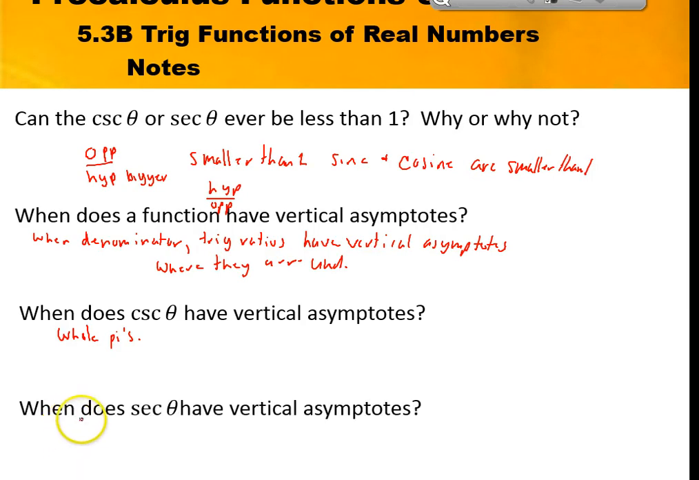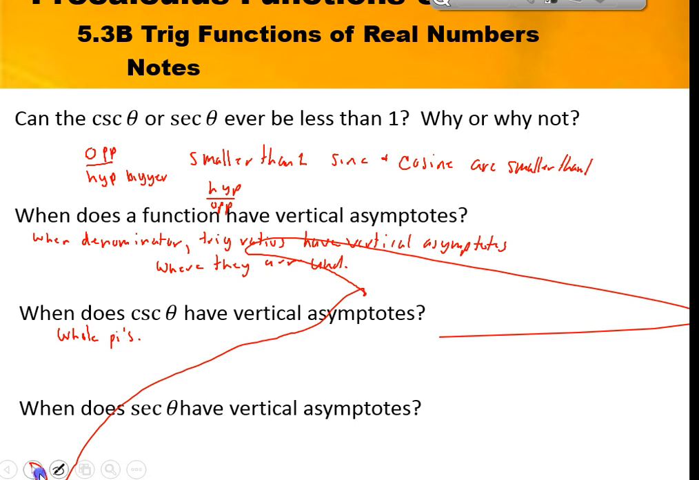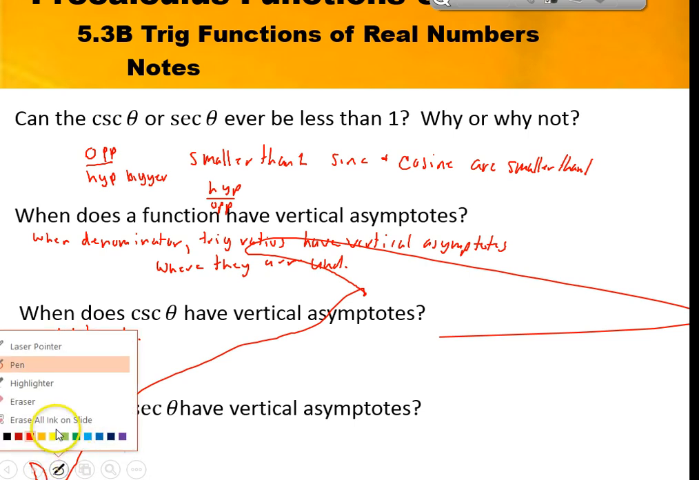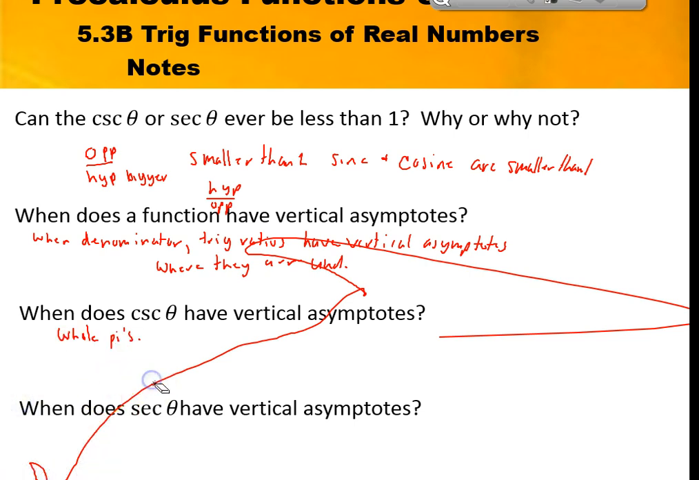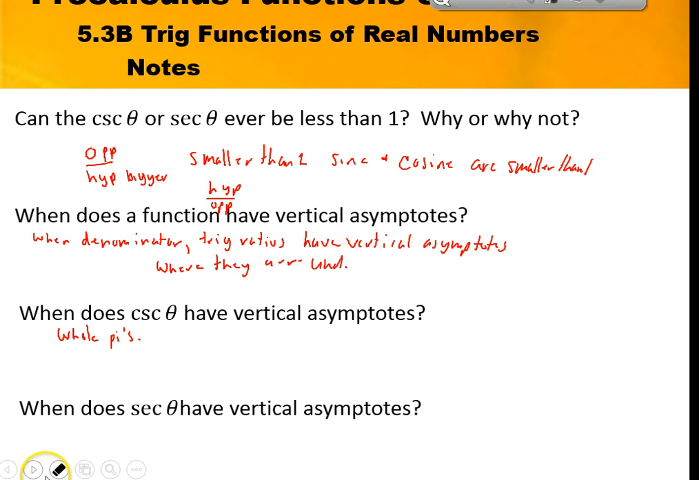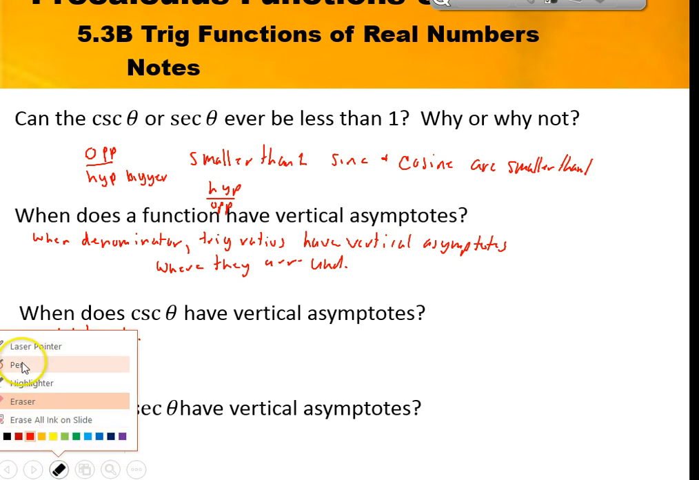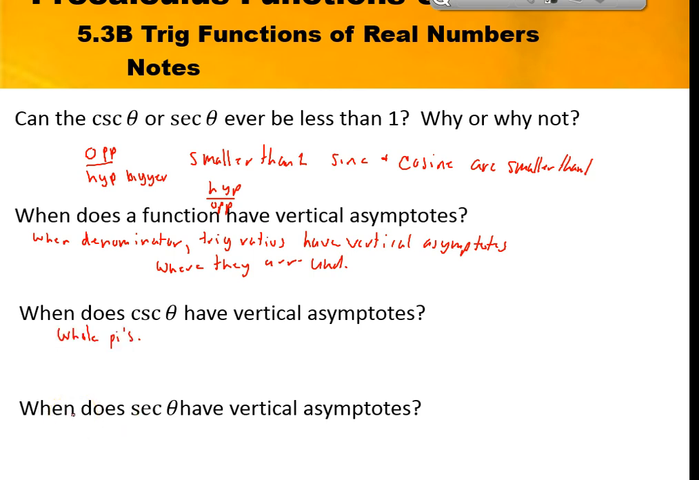And secant would have vertical asymptotes whenever cosine is 0, and cosine is 0 at the half pi's, so that means that secant has vertical asymptotes at the half pi's. So this is at the half pi's.